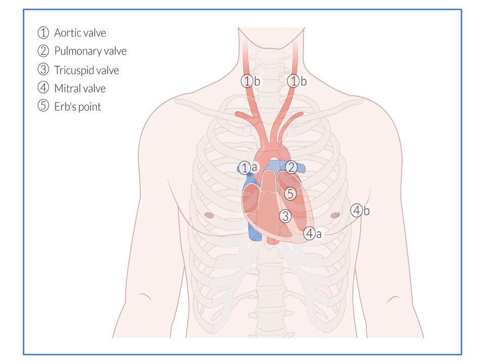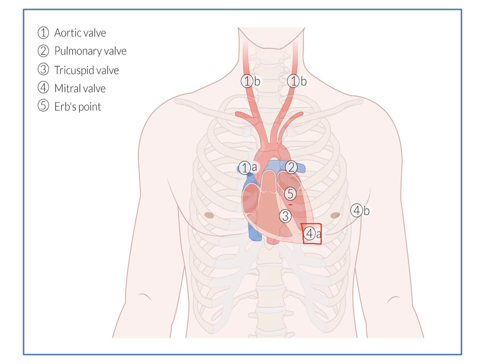Usually, the sounds could be auscultated at different points. We could listen to the closure of each of the valves at particular points on the chest wall. So usually we tend to listen to the closure of the mitral valve at the apex, the point where the apex of the heart is, or where the apex beat is. That's at the left fifth intercostal space, mid axillary line. Sometimes it could extend to the anterior axillary line.